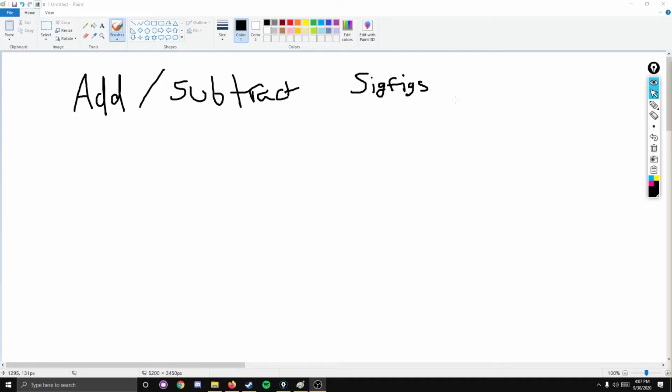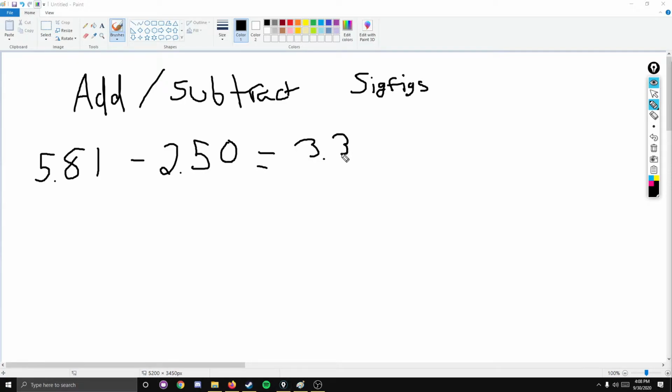There are certain rules to follow when adding and subtracting when you're counting sig figs. When adding and subtracting, I find it best to start by just adding and subtracting in normal fashion. Okay, so for example, let's say we have 5.81 and we want to subtract by 2.50. If you were doing this just plainly, without thinking about sig figs, your answer would be about 3.31.